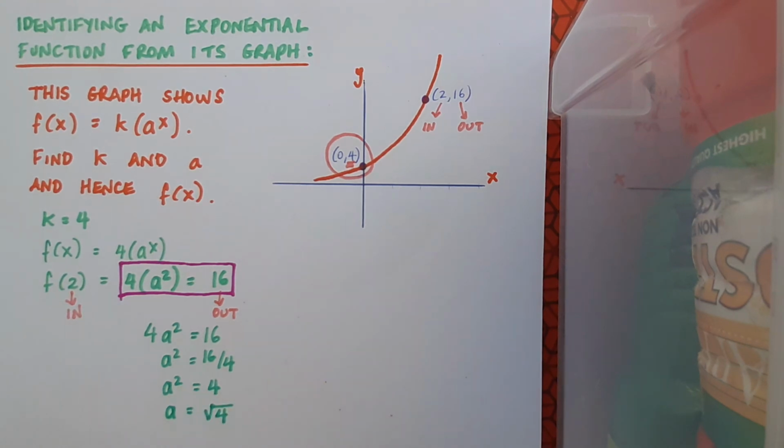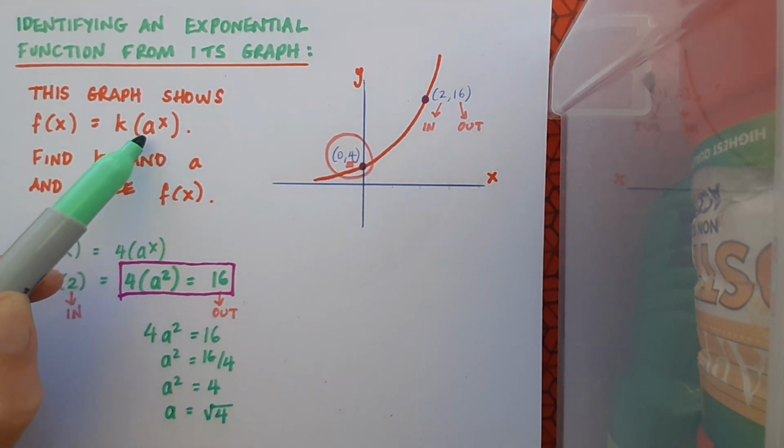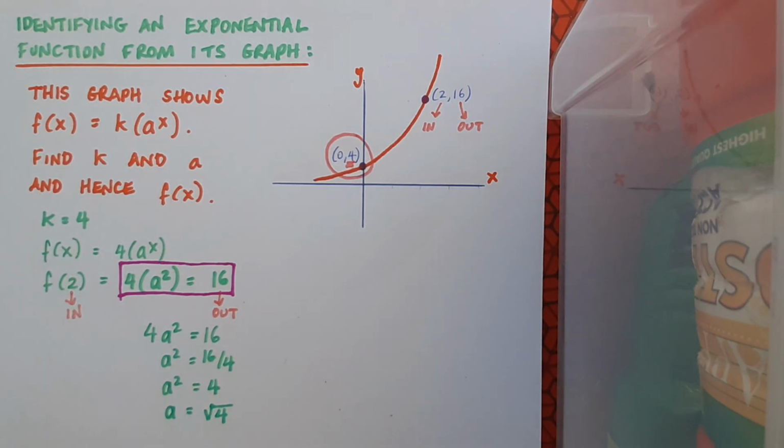Now, we've spoken before about how you can get positive and negative results for rooting, but actually when we're dealing with an exponential function and we're looking for an a value, it's always going to be positive. So I can just take a equals 2, and I can get that by just typing in root 4 into the calculator. So now I have the k and the a that I was asked for, and I'm asked to hence get f of x, and that just means put the k and the a back into it.